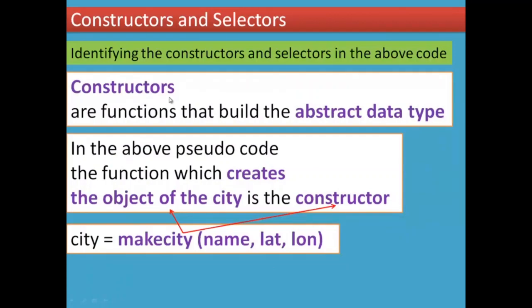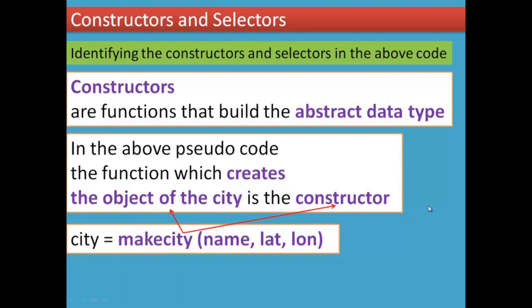Here we can see identifying the constructors and selectors in the above example. First we will see constructors. We have already seen that constructors are used to build the abstract data type. So here we have created an object city with the help of makecity. Makecity is the constructor.